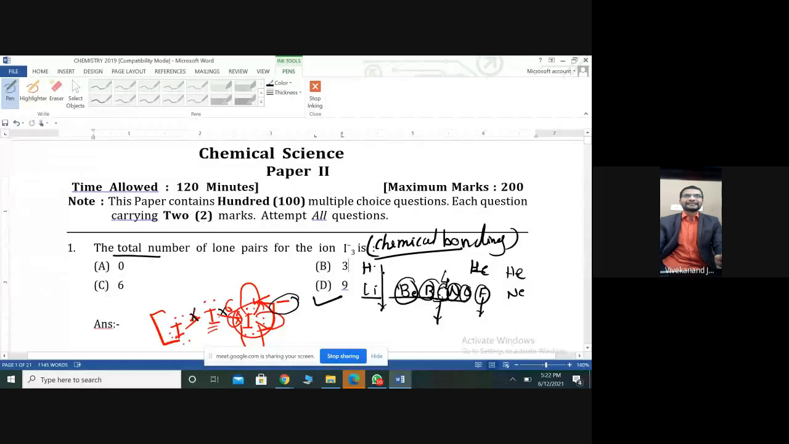Right now, we are discussing iodine. Iodine comes from the fluorine family, and in the fluorine family, how many electrons are present in the outermost shell? We have 7 electrons, and that's why for iodine we are taking 7 electrons, and according to that we have to solve this type of question.